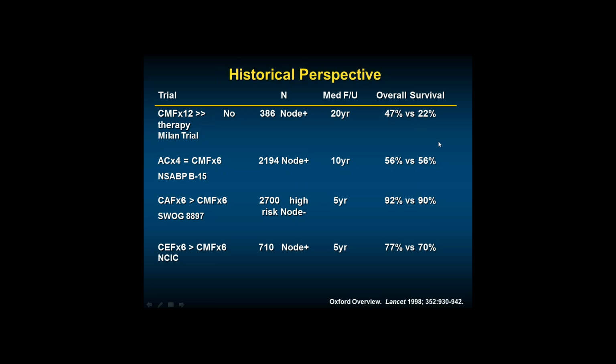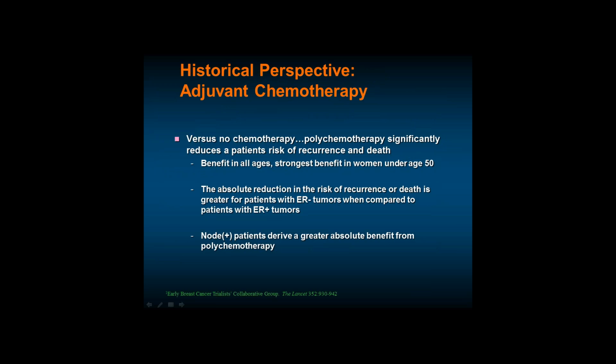After that, we did many other studies, which I'm not going to go through in detail, that proved that AC was equal to CMF and that anthracycline regimens were a little bit better than CMF in some cases. And what we've learned is that polychemotherapy, that is using combination treatment, significantly reduces a patient's risk of death. There is a little bit of an age dependency here, although the clinical trial data doesn't have a lot of older women, so we're not absolutely certain about that. The absolute reduction in the risk of death is better for women who have estrogen receptor negative tumors compared to women with estrogen receptor positive tumors.